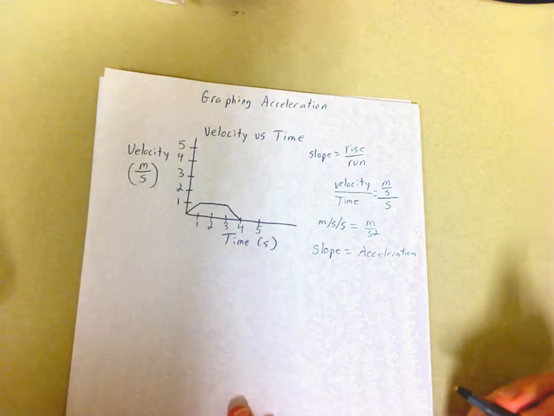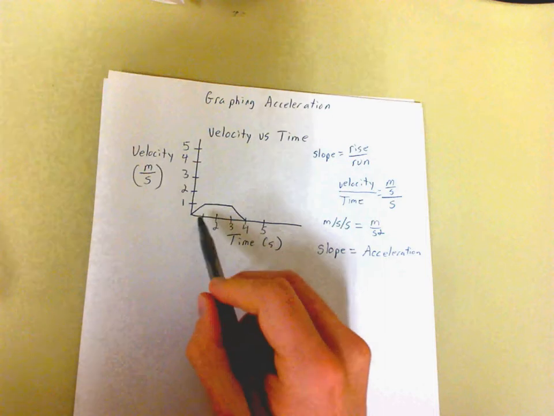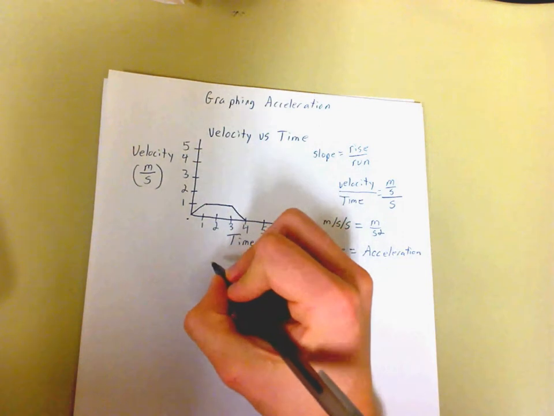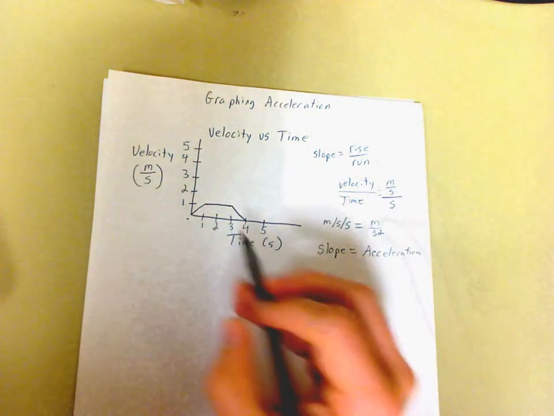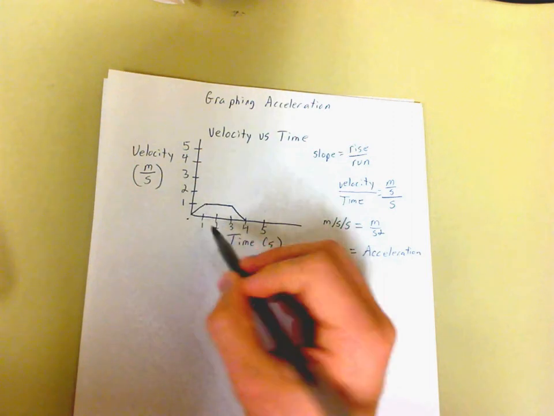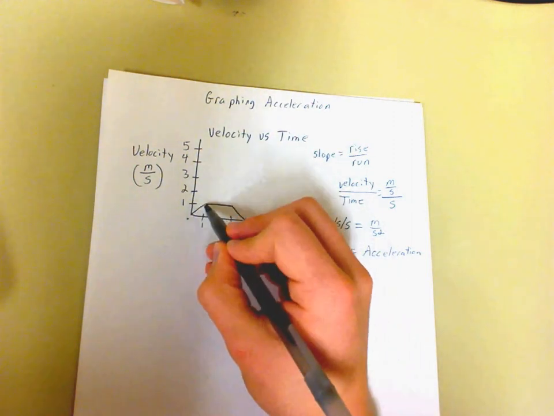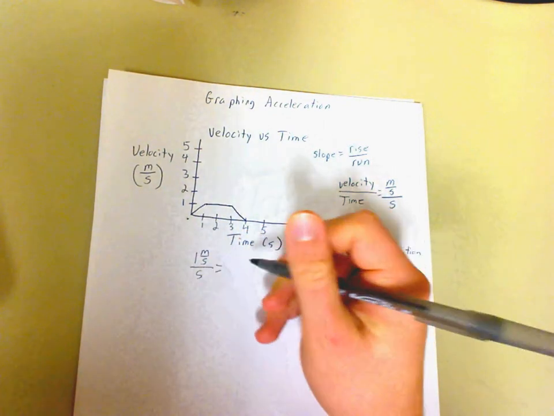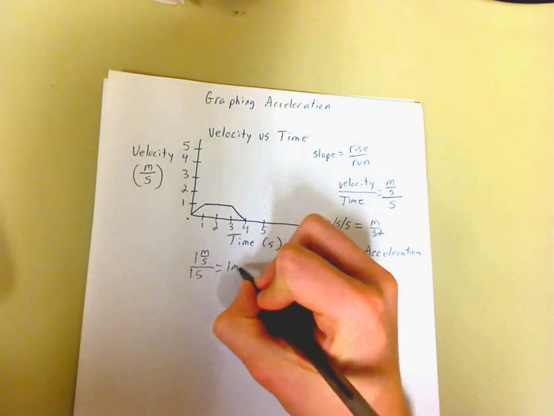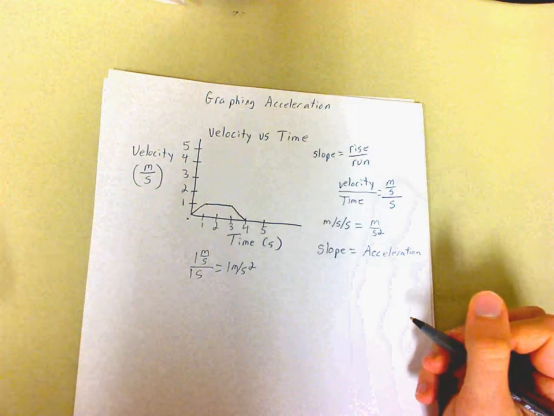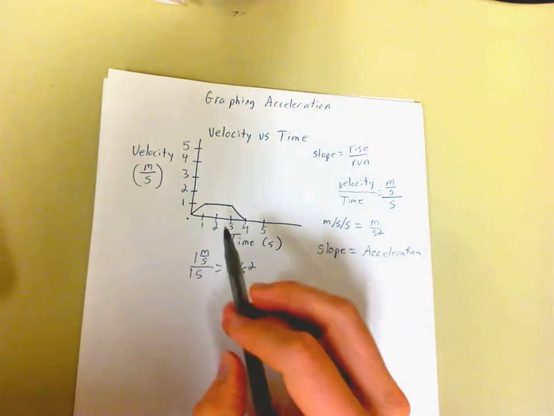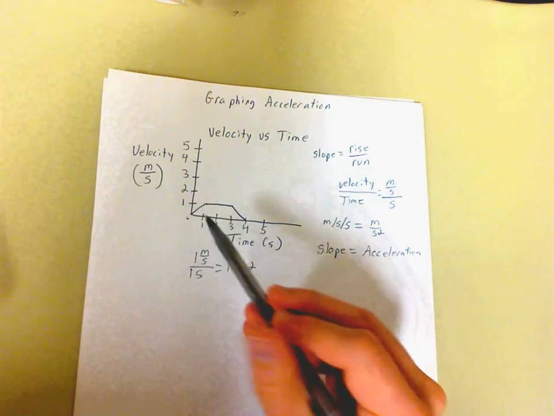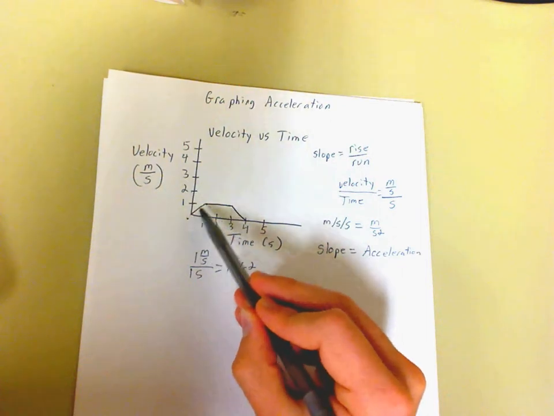So initially, what is our acceleration from here to here? Well, if you remember our formula, or you could just look at the rise over the run. So we have 1 meter per second over 1 second, which will give us an acceleration of 1 meter per second squared. So there we are. At 1 second, we had a change in velocity of 1 meter per second, and we're able to show that by this slope here.